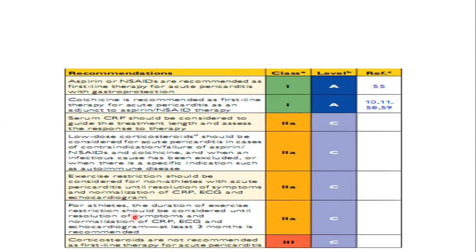And also for athletes, there should be restriction also. They could be monitored with the CRP and ECG for at least 3 months. So steroid is not recommended as a first-line therapy for acute pericarditis. It is not recommended, okay?